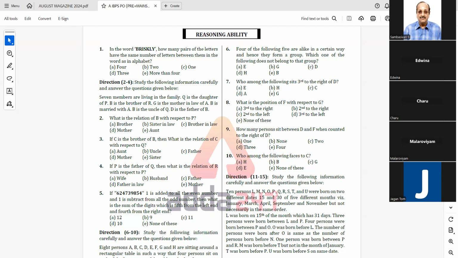In the word briskly, how many pairs of letters have the same number of letters between them in the word as in the alphabet? Alphabet means A, B, C, D. I think all of you must be familiar with this type of question. We did it one day in the class, when we started this program. I hope you are aware of that.